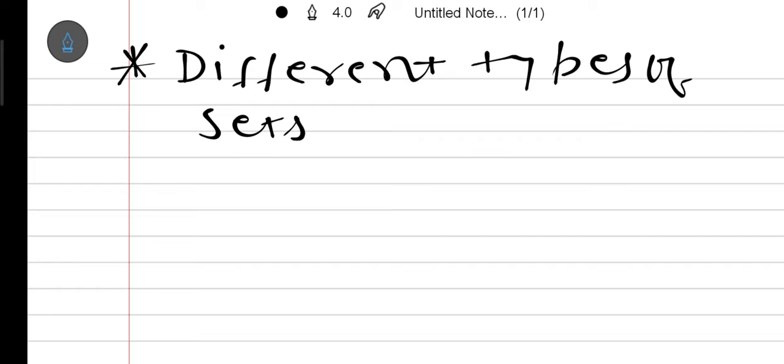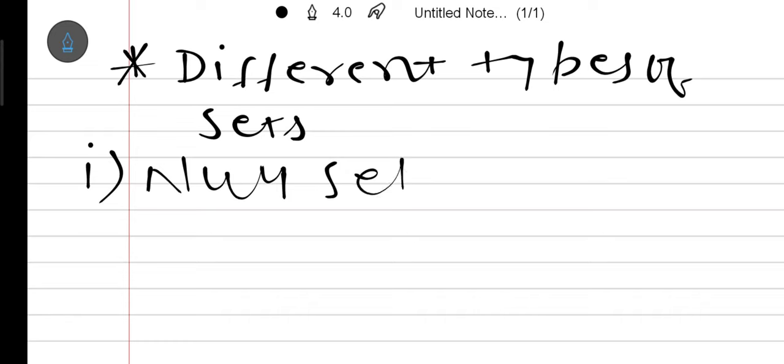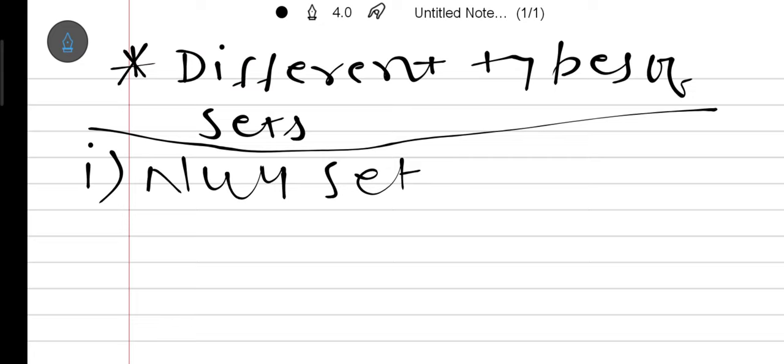So now we'll learn about different types of sets. What are these different types of sets? The first in the row comes the null set. Now you know what null means. Null means nothing. So there will be a set which has nothing, only braces, meaning there are no elements in this set. This is called a null set. We represent this set by using the symbol phi.